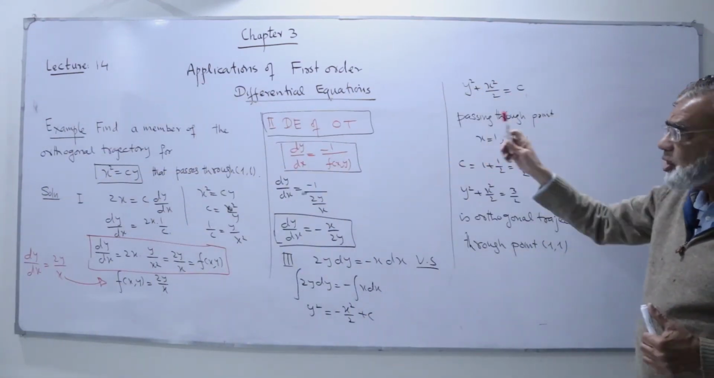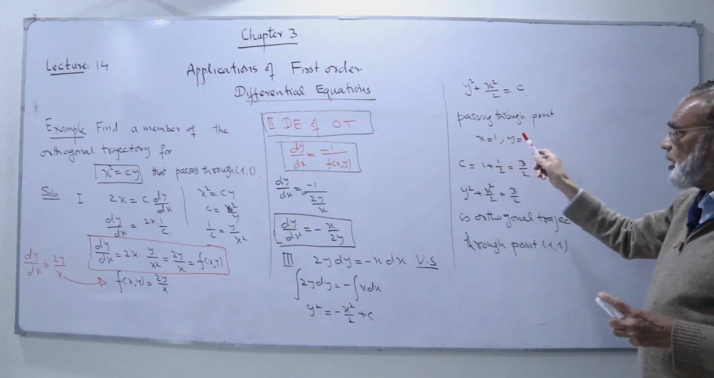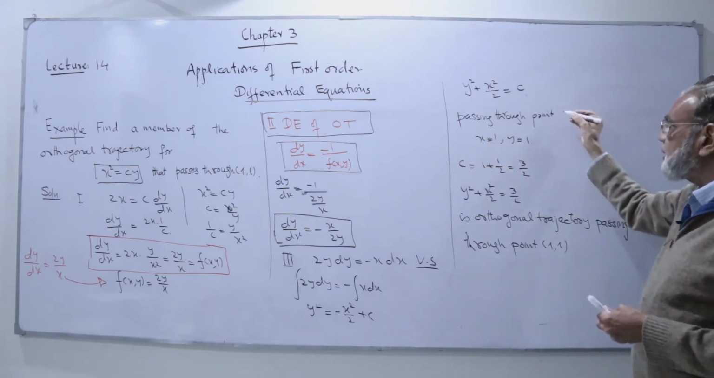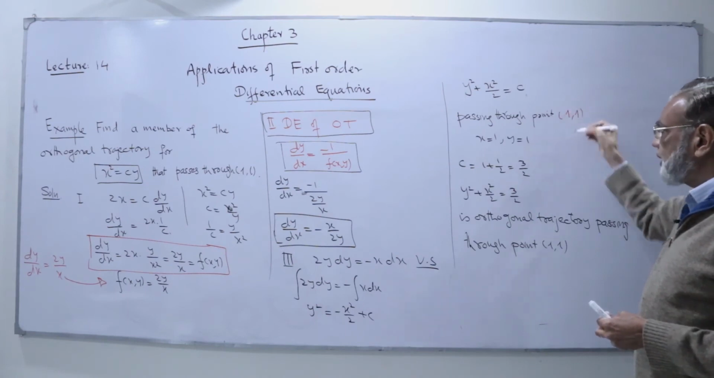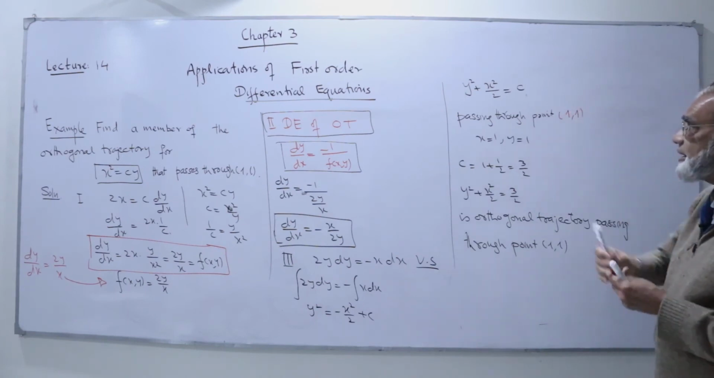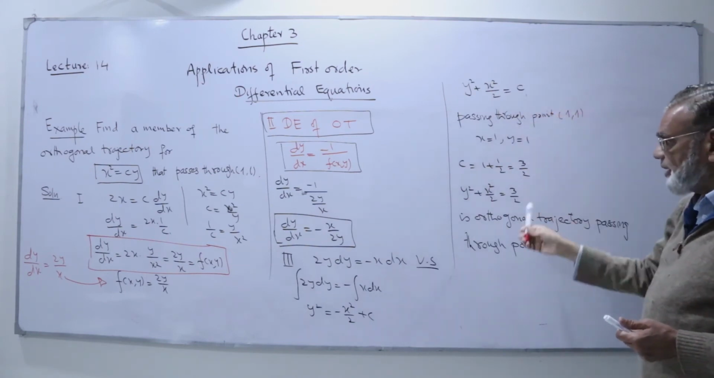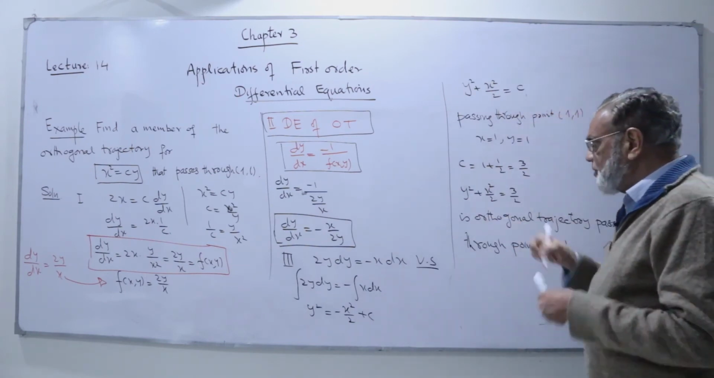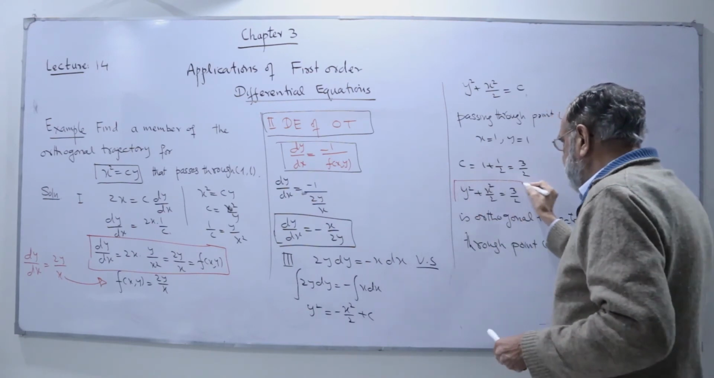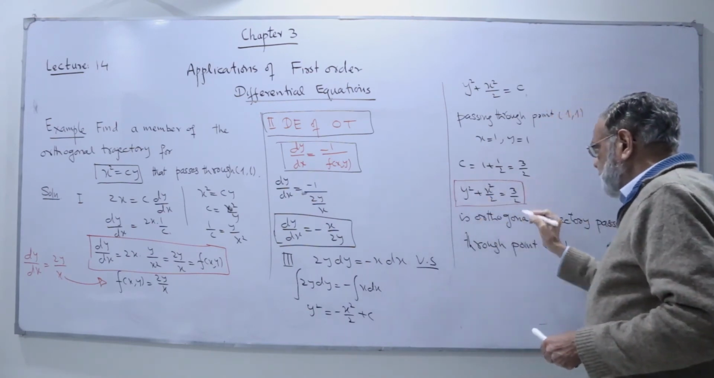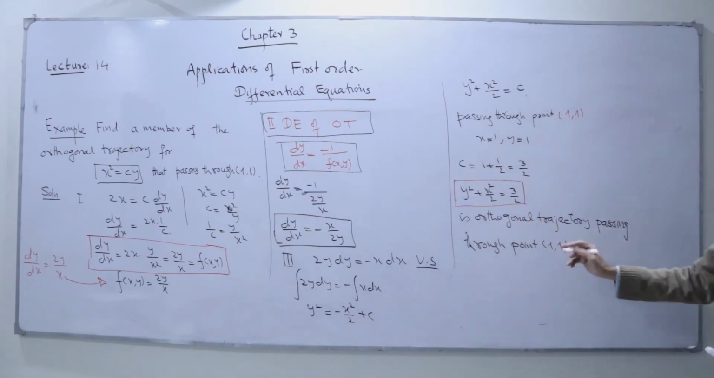The curve is passing through the point (1, 1). So x equal to 1, y equal to 1 is passing the point (1, 1). So we can put the value of x and y here. We get 1 plus 1 by 2, which is 3 by 2, substitute the value of 3 by 2. So we get here y square plus x square by 2 is equal to 3 by 2, is the orthogonal trajectory passing through point (1, 1).